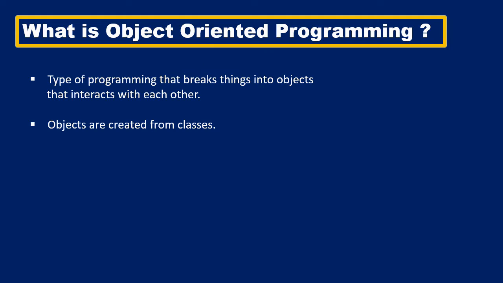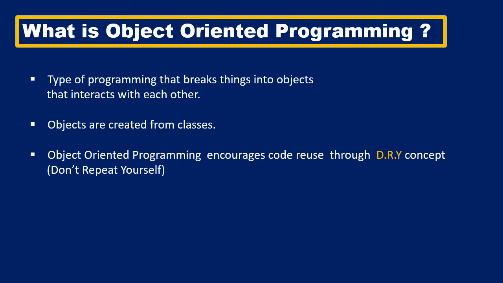In object-oriented programming, the reuse of code is encouraged and is done through the DRY concept. DRY basically means don't repeat yourself. So when you engage in object-oriented programming, it encourages you to reuse your code, thereby avoiding rewriting code that you have already written.